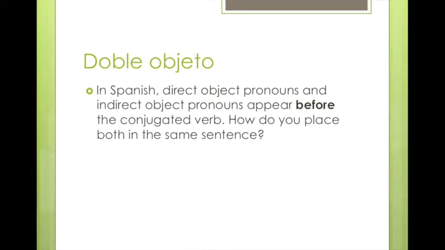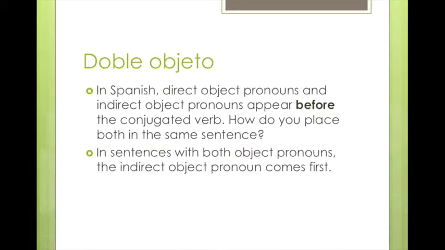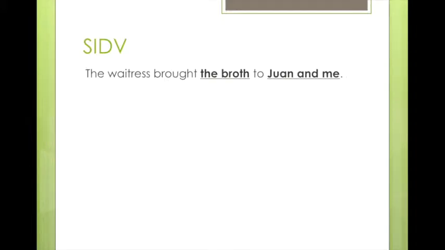To do this in Spanish, direct object pronouns and indirect object pronouns appear before the conjugated verb. And how do we place them in the sentence? They both come before the verb. So with both object pronouns, the indirect object pronoun comes first. And we're going to remember that by the acronym SIDV, which stands for subject, indirect, direct, and verb, meaning subject, indirect object pronoun, direct object pronoun, and then your verb.